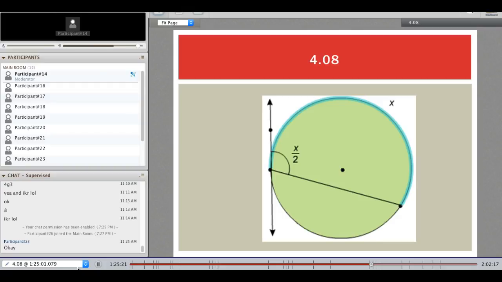So what this formula is showing is if you have a tangent line to a circle and the angle between the tangent line and a chord, it's not the diameter necessarily, it's just any chord. If you take the measure of the arc and you take half of it, that would be the measure of this angle here. Okay, so that's something that we'll talk about in 4.08.